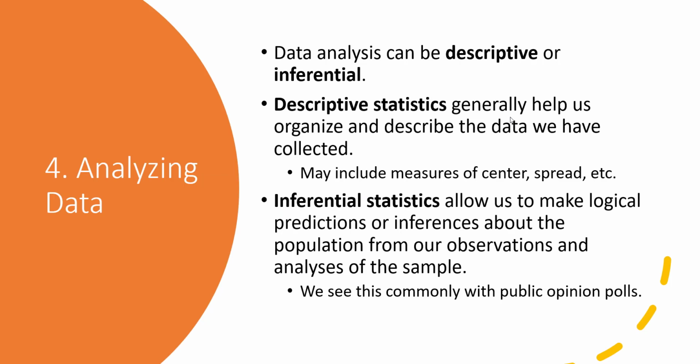Next we have our data analysis. And data analysis is either descriptive or inferential. Descriptive statistics generally help us organize and describe the data we have collected. So it typically will include things like your mean, median, mode. Those are measures of center, but also measures of spread. So measures of spread would be like your variance, your range, minimum, maximum, things like that. And so this is where we just get kind of a general idea of that information.